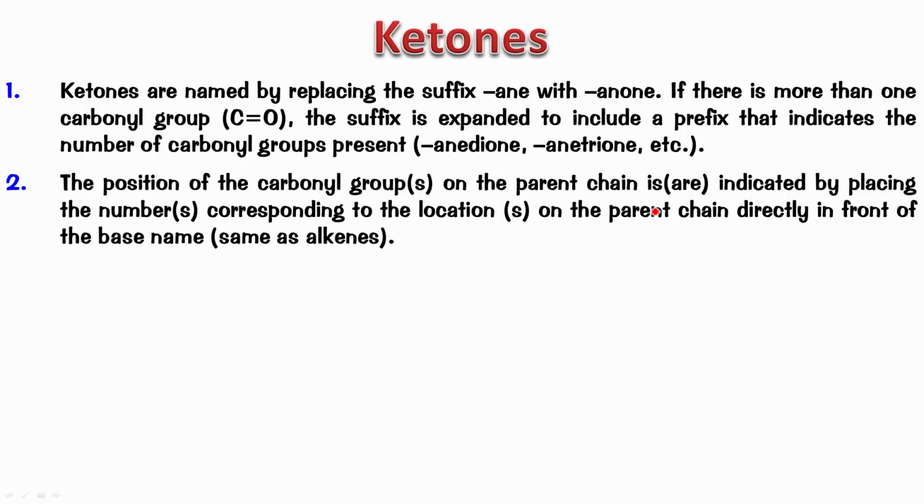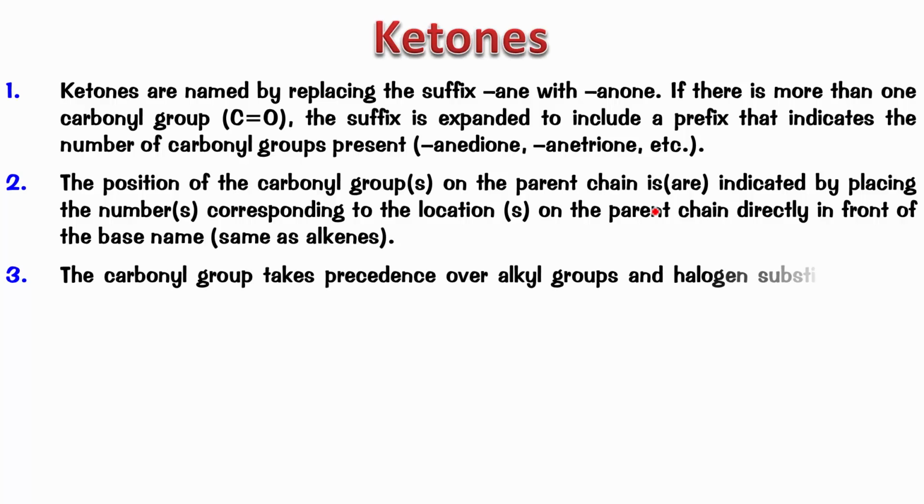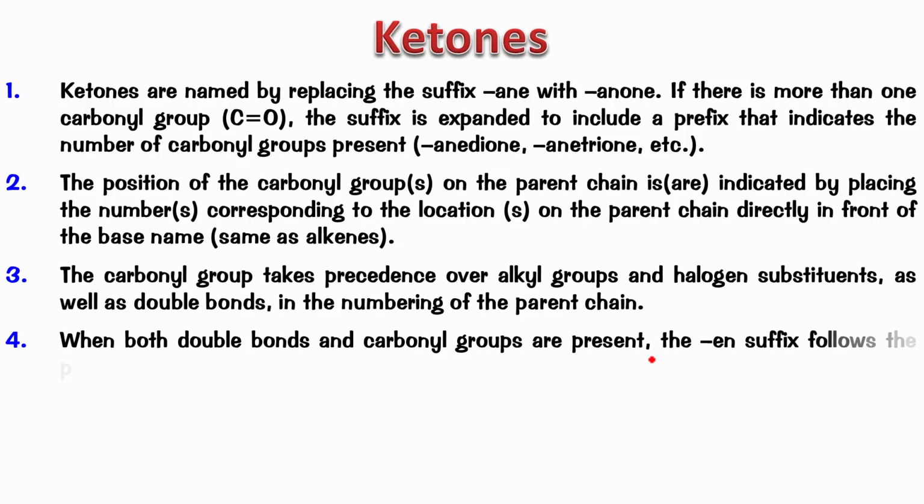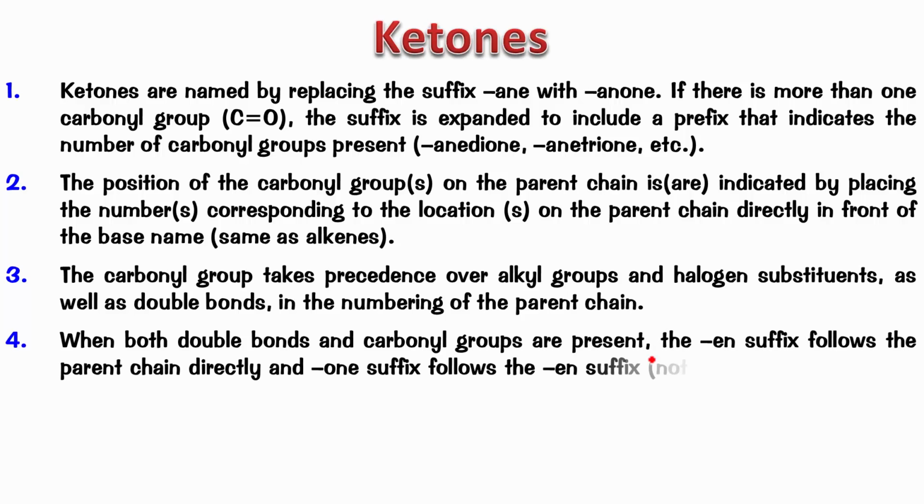Now, whenever you number it, as I already said, the carbonyl group will take precedence over alkyl groups or halogen substituents, or for that matter even double and triple bonds. And if double bonds and carbonyl groups are present, then remember the name of the alkene, remove the last E, you get alkenone. So when both double bonds and carbonyl groups are present, the "en" suffix follows the parent chain directly, and the "one" suffix follows the "en" suffix. Notice, remember that we have removed the last E.